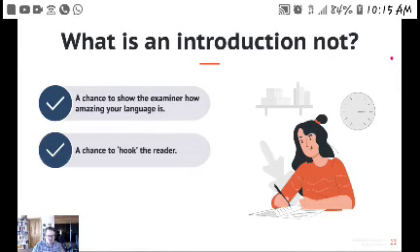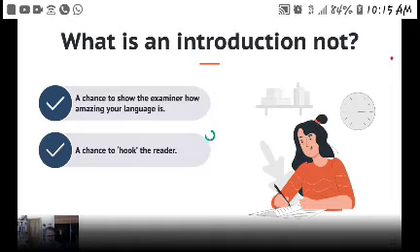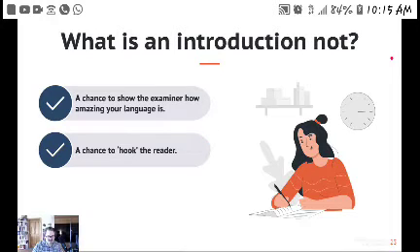A lot of teachers teach students that they need to entertain the examiner, they need to hook the examiner. Believe me, I've worked with hundreds of examiners, and the only reason why they are reading your essay is because they are being paid to read your essay. They don't need to be hooked. The salary hooks them. Your introduction certainly does not hook them.